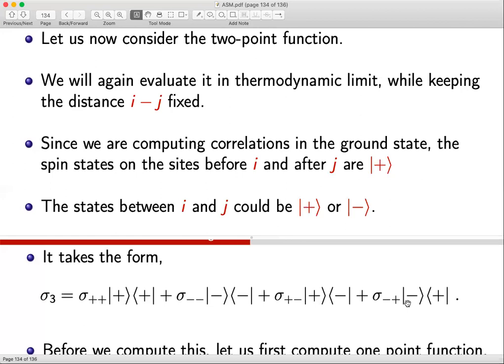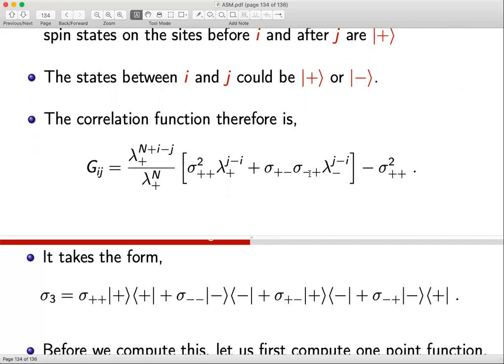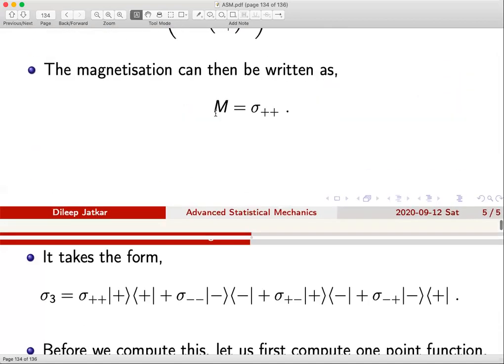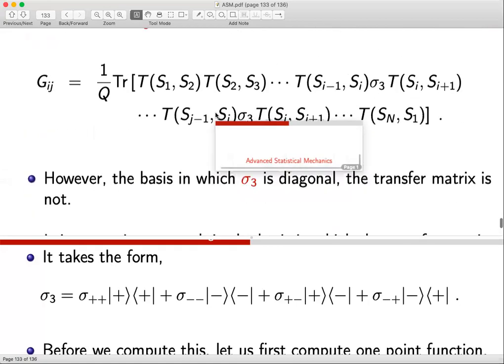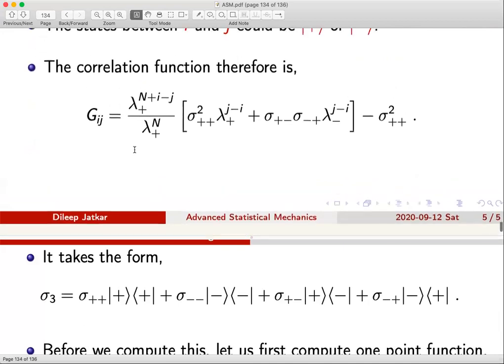So if the spin configuration was plus all over, you get sigma plus plus squared. And if the spin configuration has a flip between the I and J sites, then it would have a contribution sigma plus minus times sigma minus plus. Okay, so that is how this is going to look. So our correlation function looks like this, of which lambda plus to the N is just the partition function sitting in the denominator. Remember, in our correlation function there is a partition function sitting in the denominator. So that is the normalization piece.